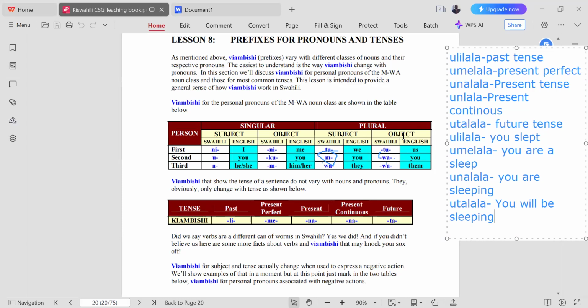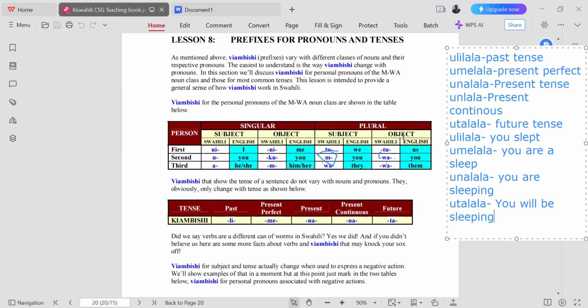Is that perfect? Walikuja, which means they came either yesterday or something like that. When you say wamekuja, it means they have just arrived. Watakuja means they will be coming. But when you say wamekuja, they have arrived. But when you say wanakuja, it means they are coming, but they have not arrived where you are yet. It's present, they are coming.